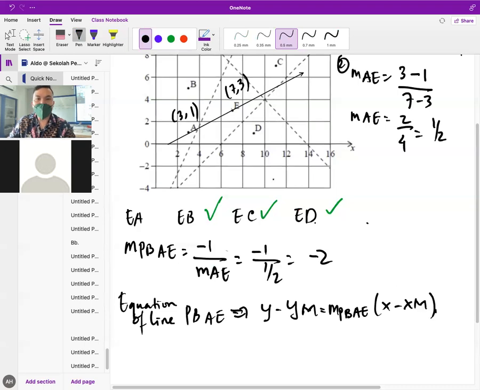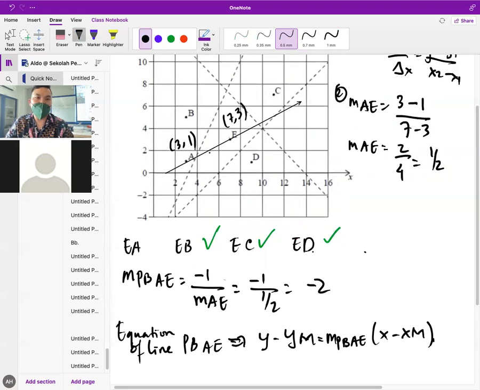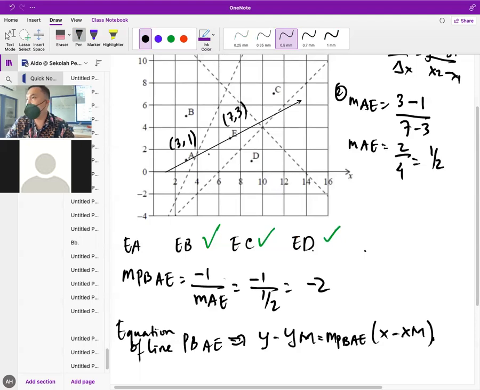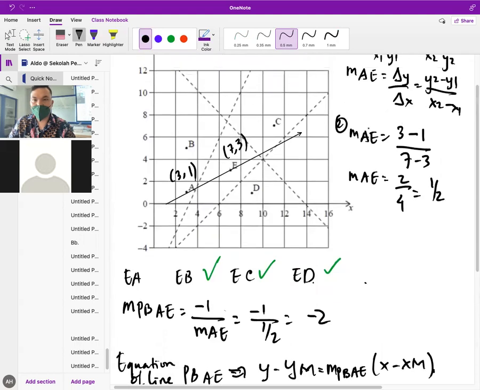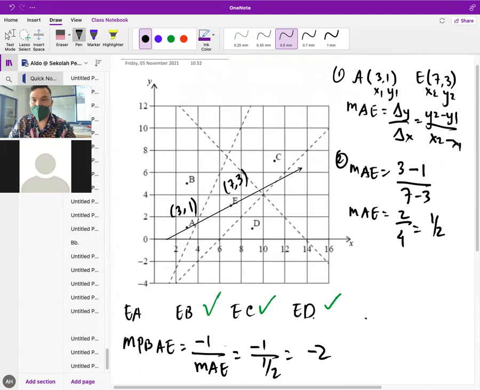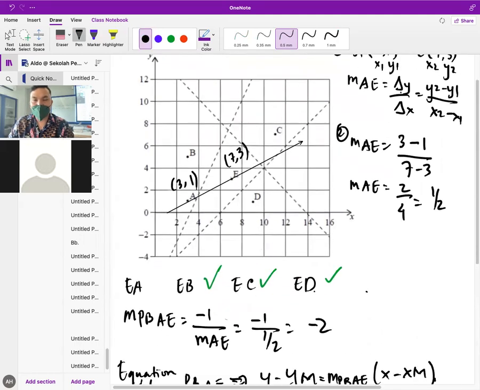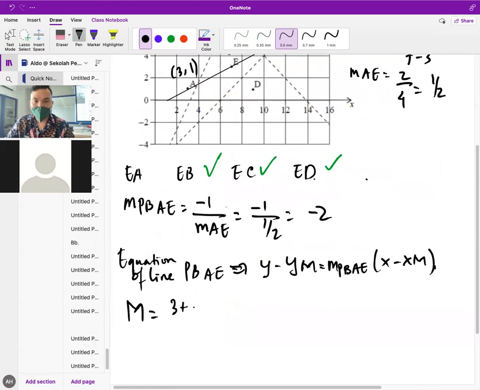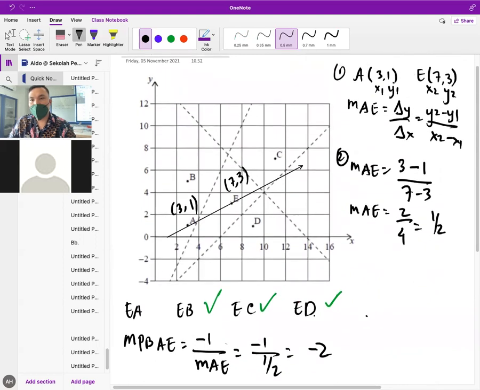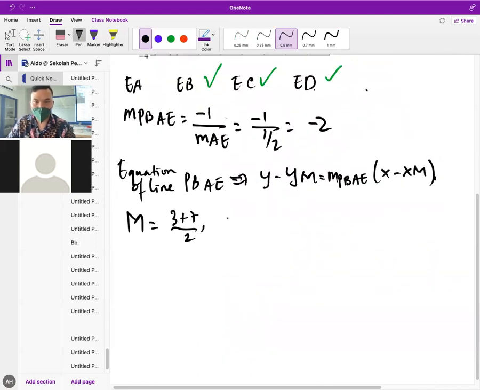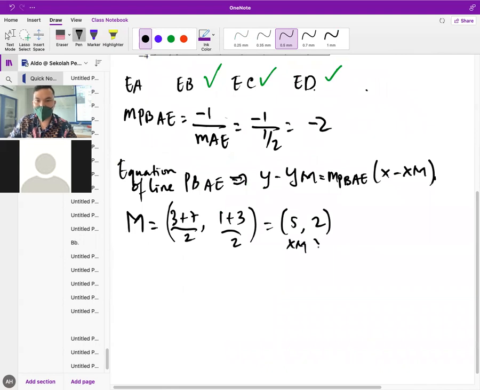Now the problem is that we need to calculate the xm, ym, or the midpoint of AE. So the midpoint is equal to x1 plus x2 over 2, y1 plus y2 over 2, which is 3 plus 7 over 2, comma, 1 plus 3 over 2. So 10 over 2 is equal to 5, 2. So this is the xm, ym.